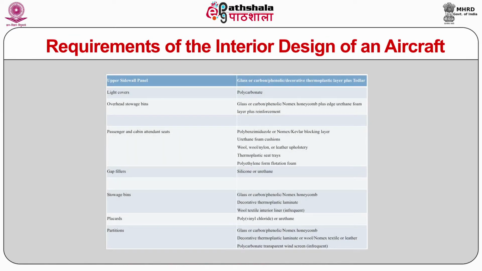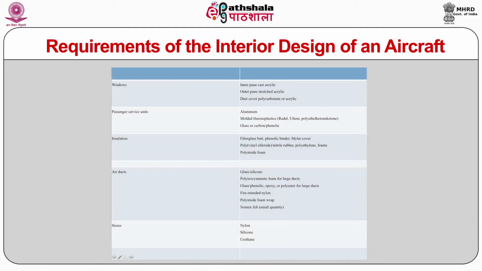For applications like storage bins, the materials required are glass or carbon or phenolic or Nomex honeycomb, decorative thermoplastic laminate, and wool textile interior lining. For the placards, polyvinyl chloride or urethane is required. For the partitions in the aircraft cabins, glass or carbon or Nomex honeycomb, decorative thermoplastic laminate or wool or Nomex textile or leather is required. In addition to this, a polycarbonate transparent windscreen is also required.